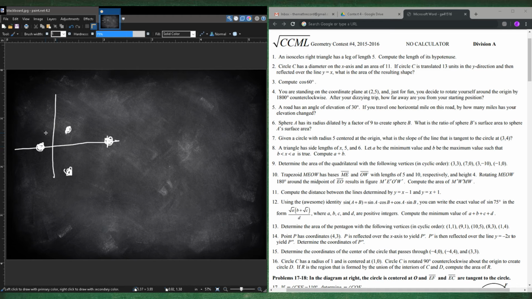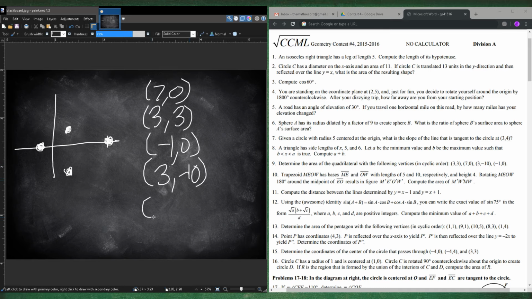Oh, okay, never mind. We don't have to use the shoelace theorem for this one. This one's actually really basic, though you could use the shoelace theorem. You start with the rightmost point, which is 7, 0, and then go counterclockwise: 3, 3, then negative 1, 0, then 3, negative 10, and then back to the first point, 7, 0. You use each one for a matrix. So 7 times 3 is 21, minus 3 times 0, which is 0.